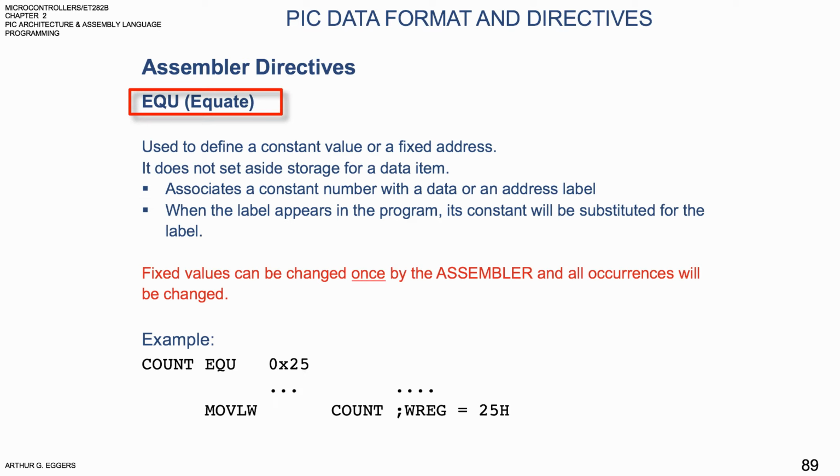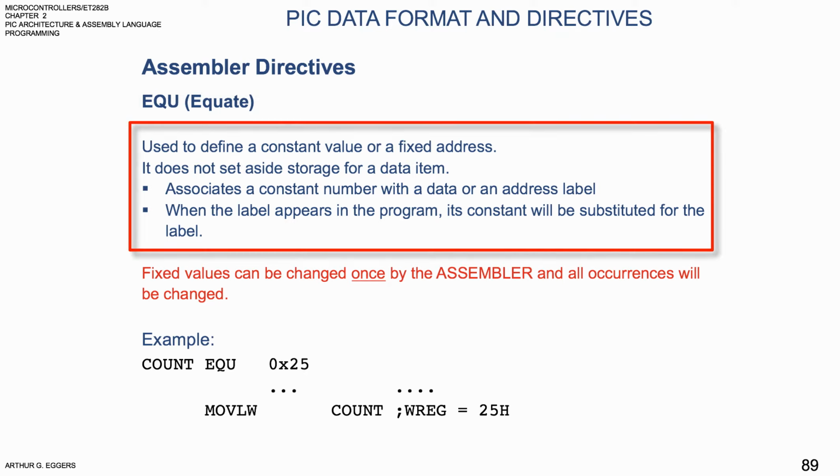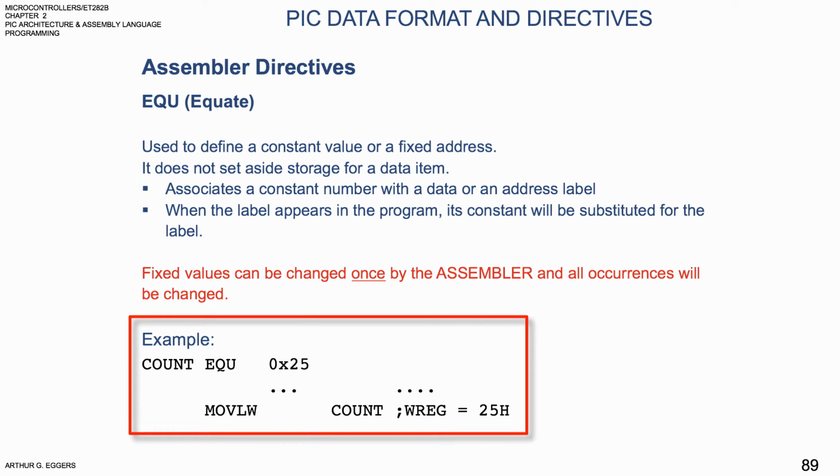EQU, or equate. This is used to define a constant value or a fixed address. The EQU directive does not set aside storage for a data item, but associates a constant number with a data or an address label so that when the label appears in the program, its constant will be substituted for the label. The following uses EQU for the counter constant, and then the constant is used to load the working register.